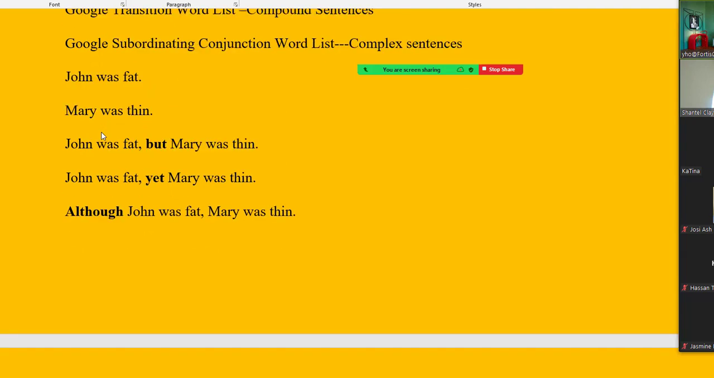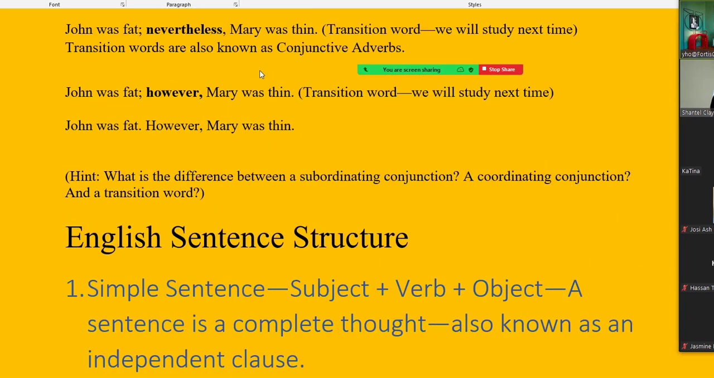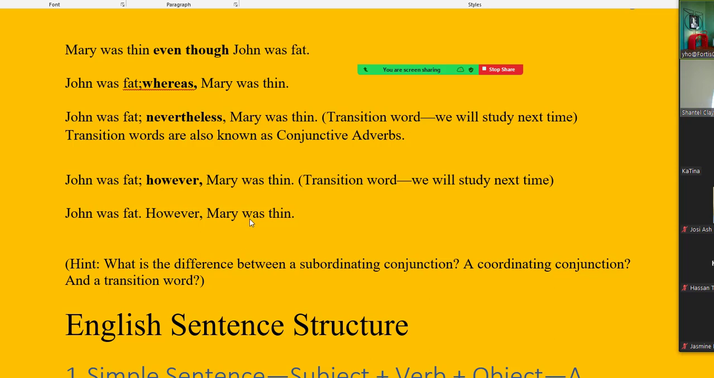So right now, it's not such a big deal. You just have to know that when you have a subordinating conjunction, you have a complex sentence. And when you have a transition word or FANBOYS coordinating conjunctions, you have compound sentences. And then you have to know all the different punctuation. Is that clear so far?